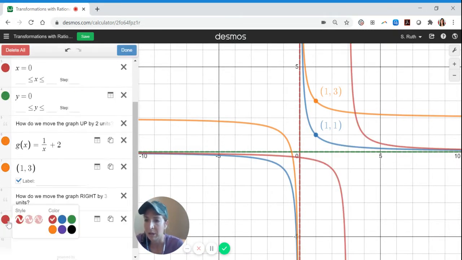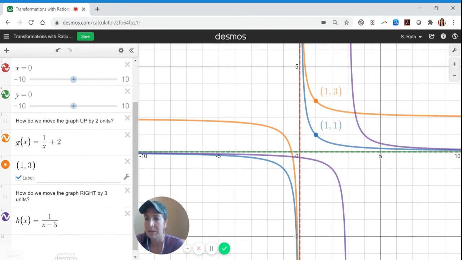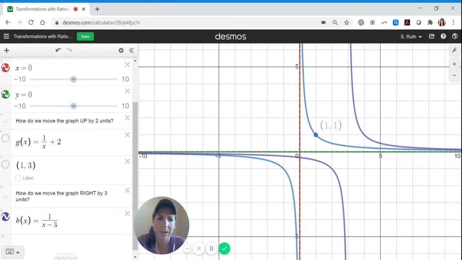And let me change the color. I think we did good work. I'll turn off a couple other points real quick. How does that look? Does it look like we took the base graph shown in blue and transformed it to the purple graph? Moved it right by 3 units? It should look good, right?